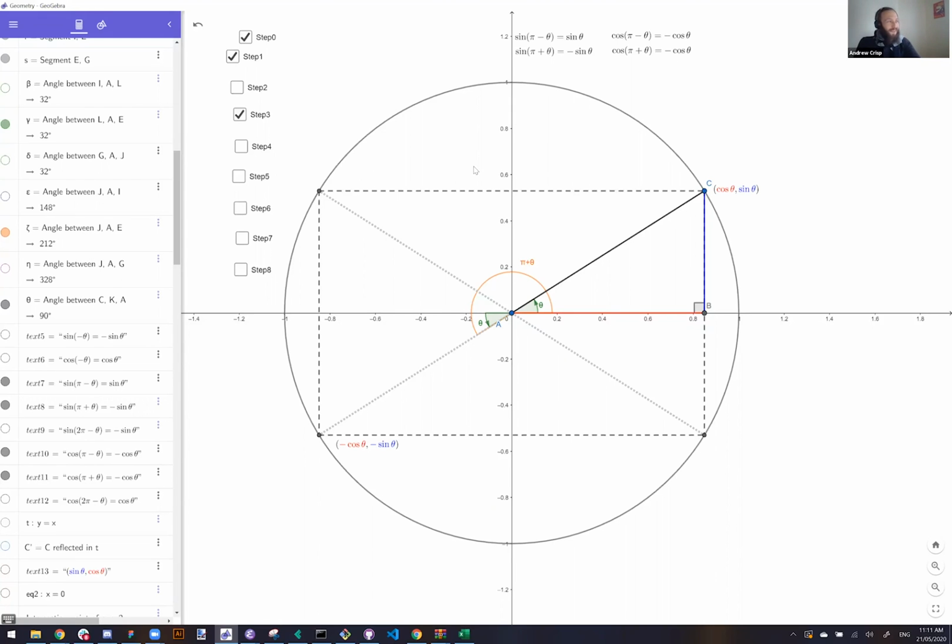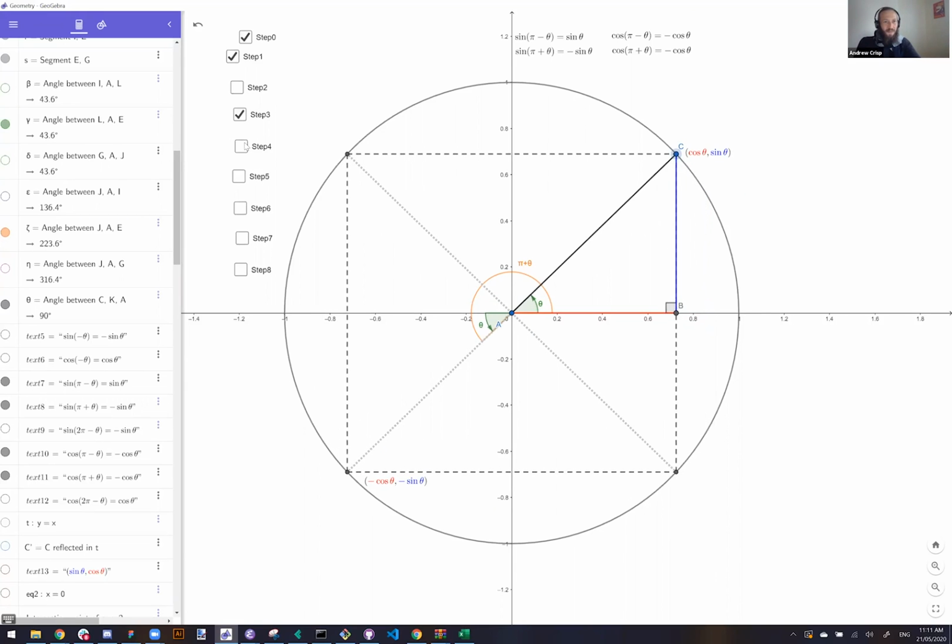Okay, and you guessed what's coming next. I'm going to turn this one off and turn this one on. This one is cool because it gives us two identities. The first one is going to be the same as we did before, but there's going to be another one as well.